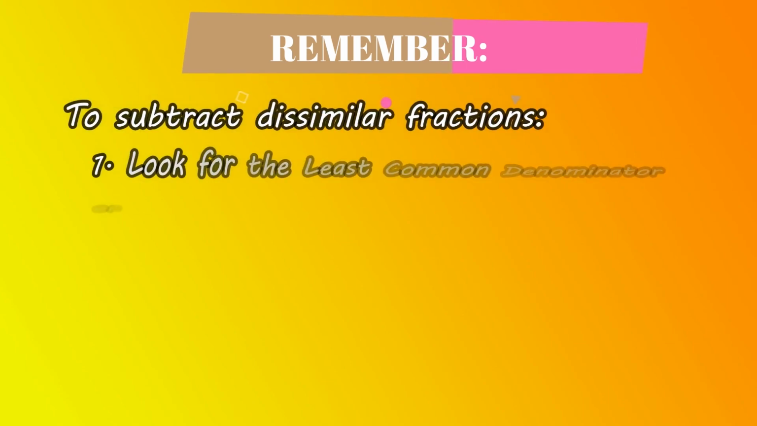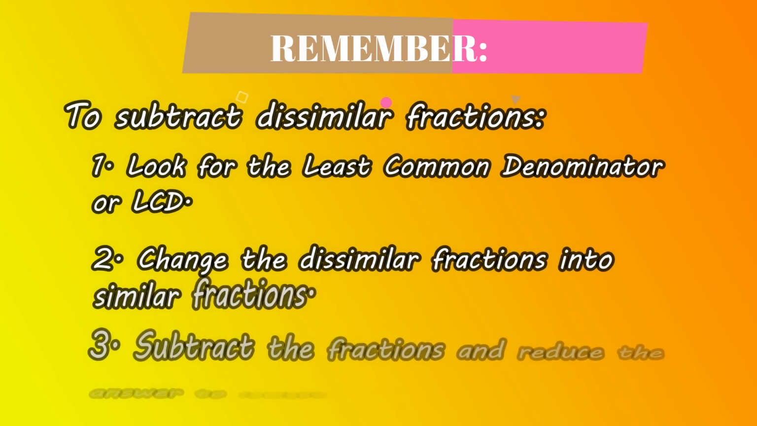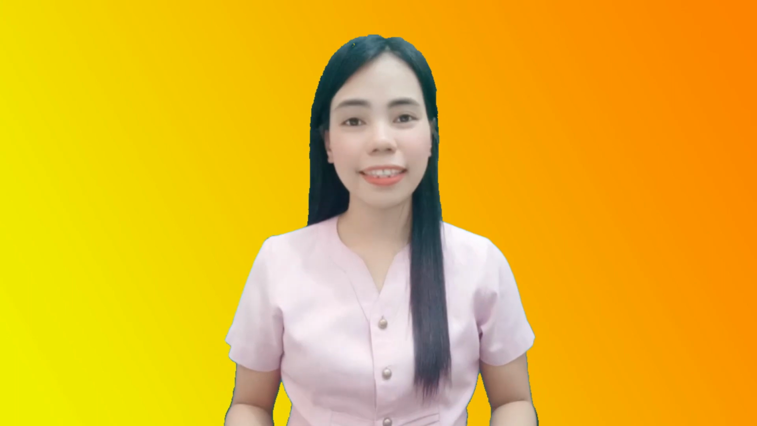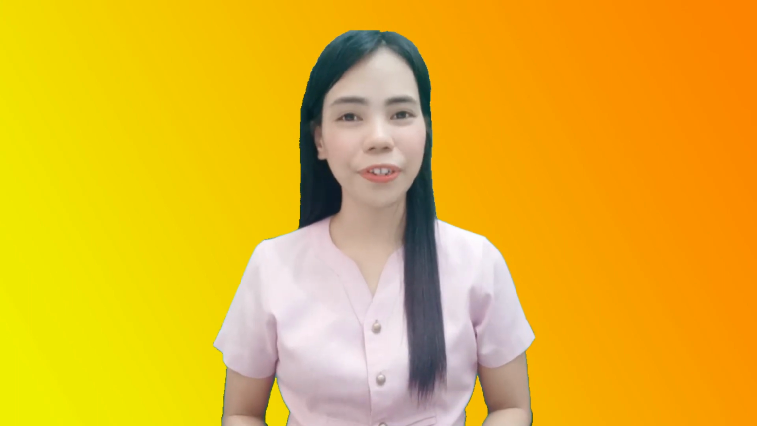Remember to subtract dissimilar fractions. Step 1. Look for the least common denominator or LCD. Step 2. Change the dissimilar fractions to similar fractions. And for step 3, subtract the fractions and reduce the answer to lowest term if needed. And that ends our lesson for today.